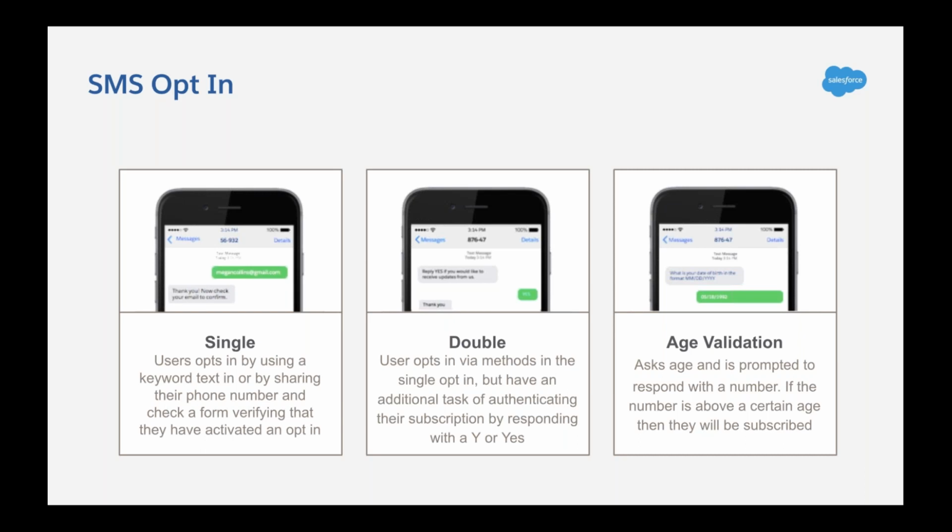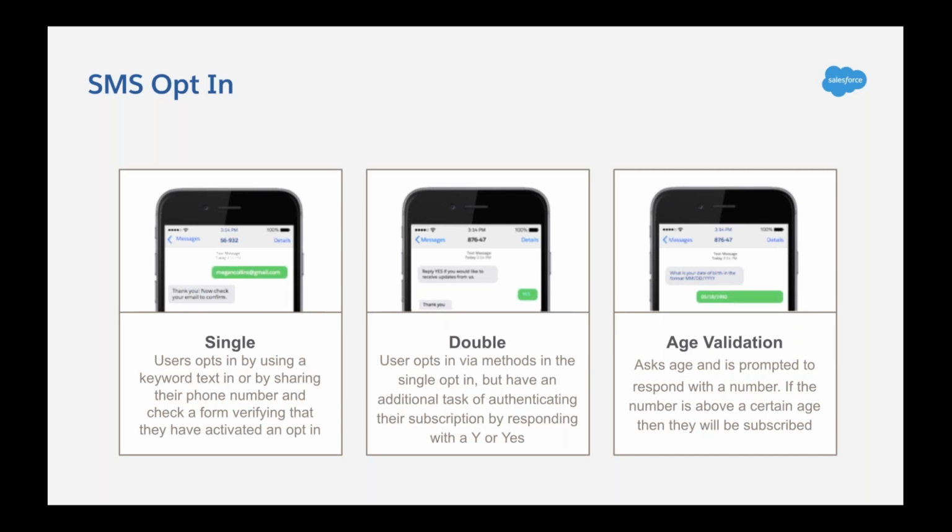It's only available on 2A-enabled codes, but it's the same process: the end user texts in JOIN. They are then returned a response message that says reply yes or Y to confirm. That's configurable by the marketer. And once the end user responds with that Y or yes confirmation, we'll go ahead and create the subscription for them. And the third and very rarely used one is age validation.